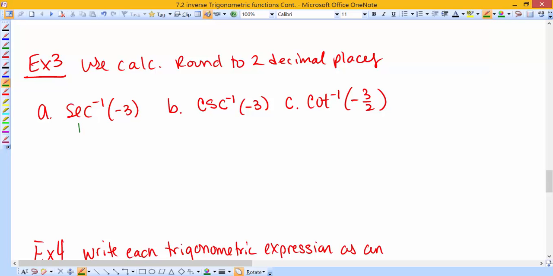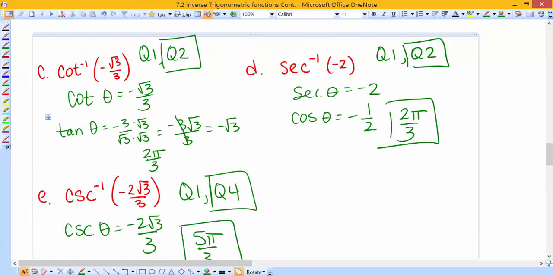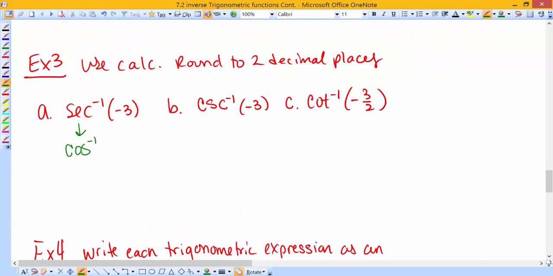So secant goes with cosine. Cosine inverse. But just like I did back here, what did I have to do? Every time I switched to the cofunction, I had to take the reciprocal. So what is the reciprocal of negative 3? Negative 1/3.